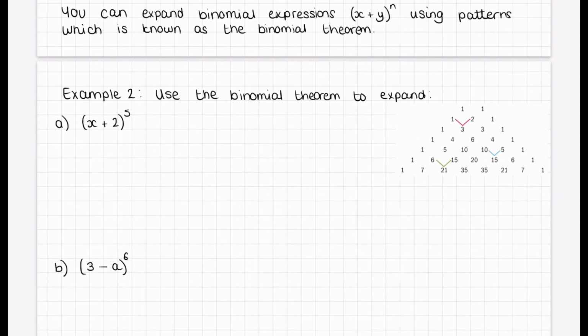So in the first one, we've got x plus 2 all to the power of 5. Now how we do the expansion of this, we start with a combination for each term. So we're going to start with our power. So our power here is 5.